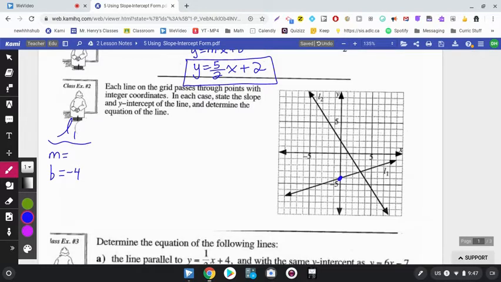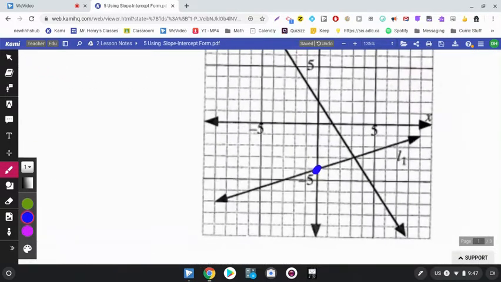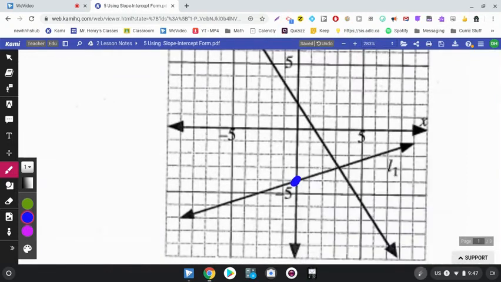And now I need to find the slope. I need to find the other piece. Well, maybe I have to find 2 points and use the slope formula. Or a lot easier, why don't I just find a second point and then look at rise over run? So I've got my first point, and then what I'm looking for is another one that lines up perfectly in the crosshairs.